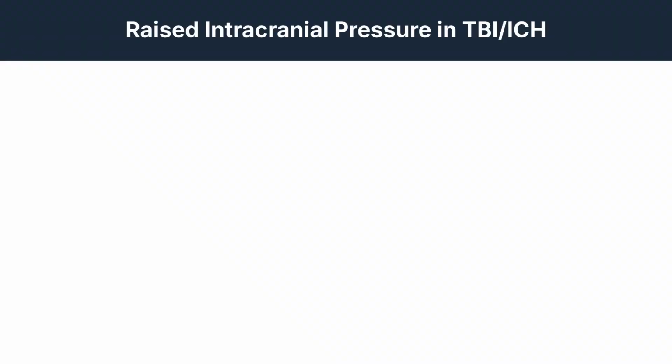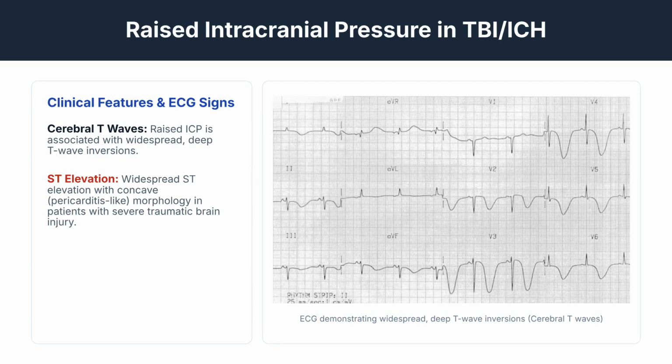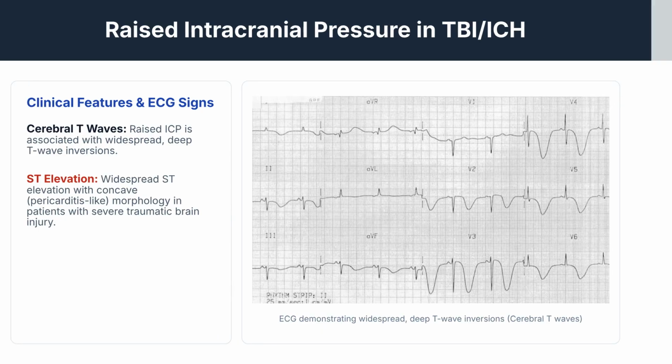Raised intracranial pressure from traumatic brain injury or intracranial hemorrhage can present with cerebral T waves, which are widespread, deep T wave inversions. Widespread, concave ST elevation may also be observed.